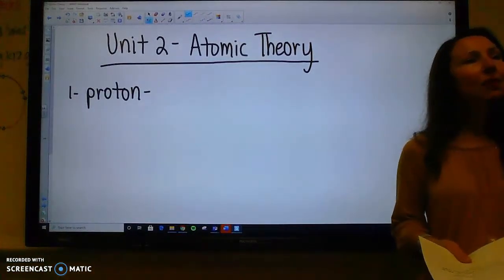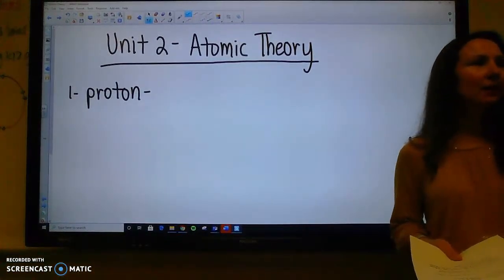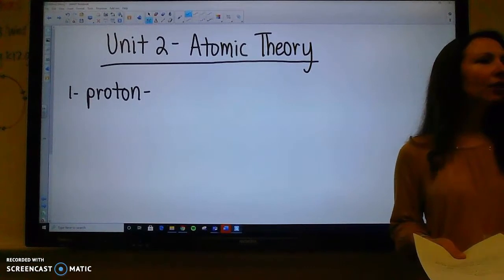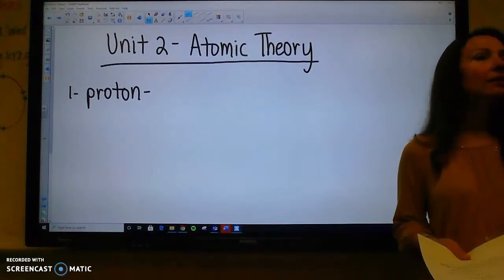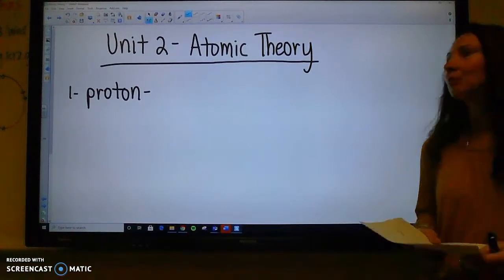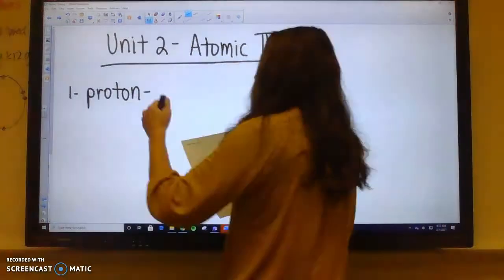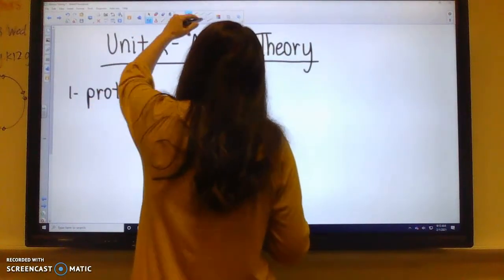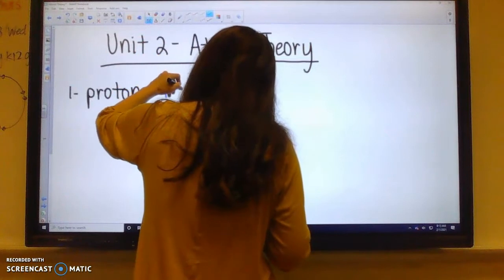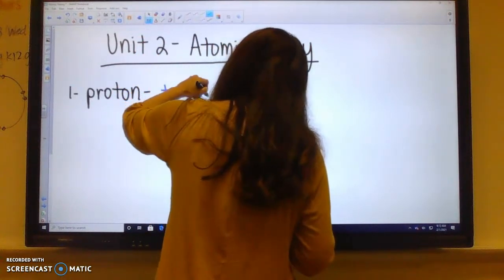So some of the main points I wanted y'all to get were the parts of the atom, the location, the charge, and what properties it's responsible for. So for the proton, what charge is a proton? Positive. All right, protons are positively charged particles. Where are they located?